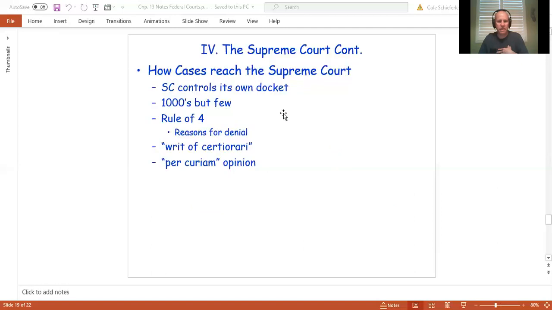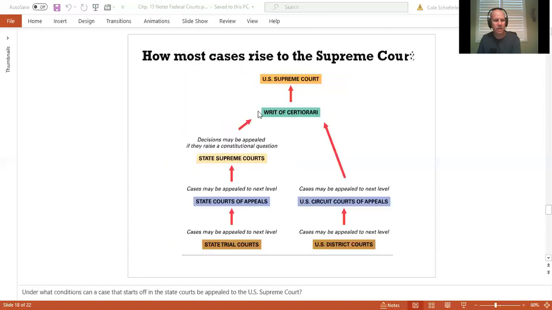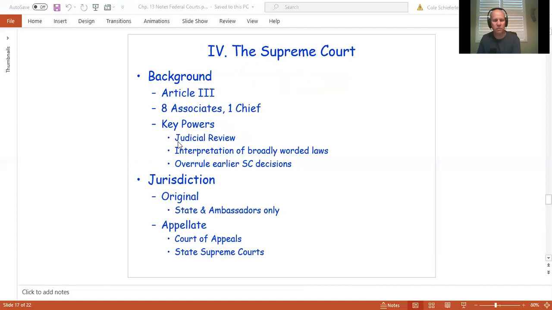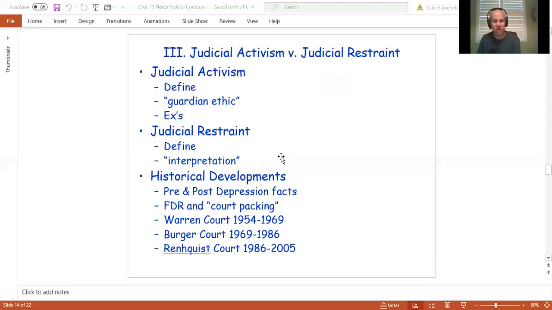All right, so I think that's pretty good for today. I have one more lecture I'm going to need to do talking about judicial opinions and how do we check the Supreme Court. But again, today, the key things to take a look at here is how does a case actually reach the Supreme Court, and what are some powers the Supreme Court has, the 8 associate justices, how many cases actually reach there, what are the odds, and then you really know judicial activism and judicial restraint, okay?